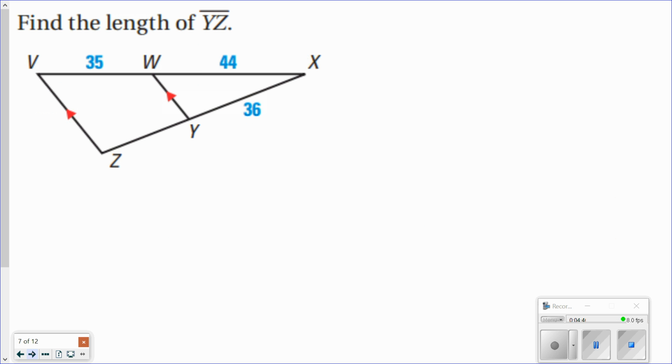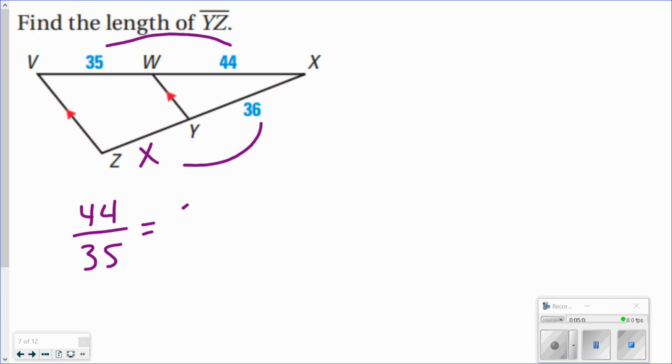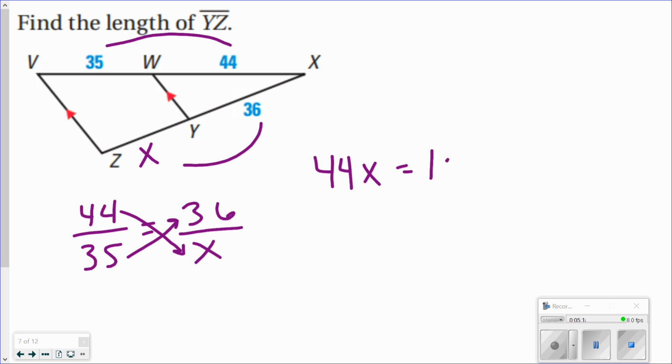All right, we want to figure out what is the length of YZ, so I'm going to put an X there. I am just going to look at my proportions. So if I do 44 divided by 35, we're going to set that equal to the other side of my triangle, which is 36 over x. Cross multiply, so 44 times x gives me 44x. That is equal to 35 times 36, which gives me 1,260. Divide by 44, divide by 44.